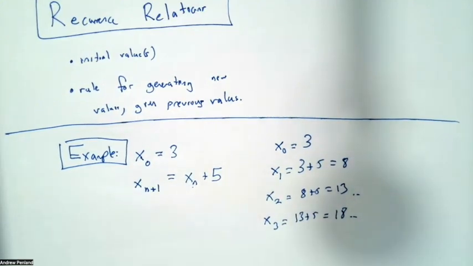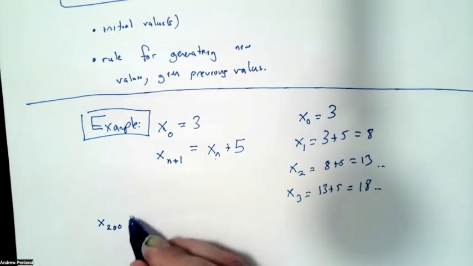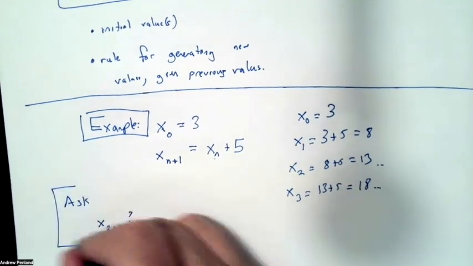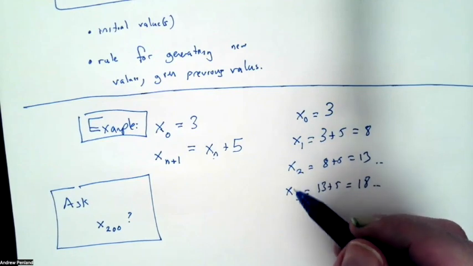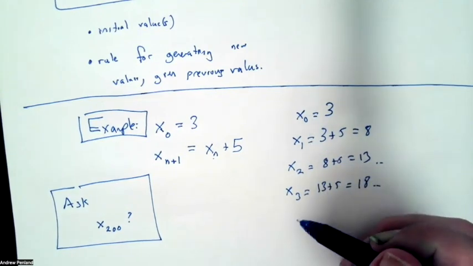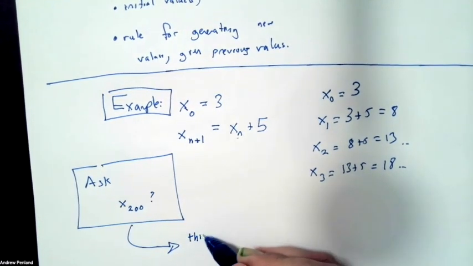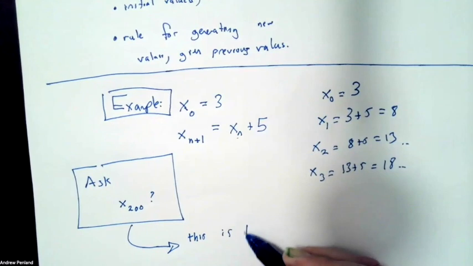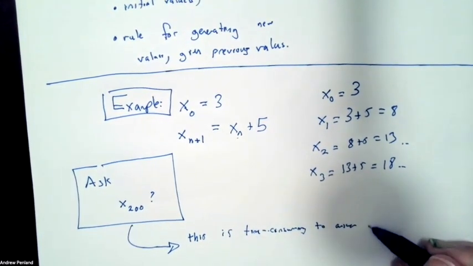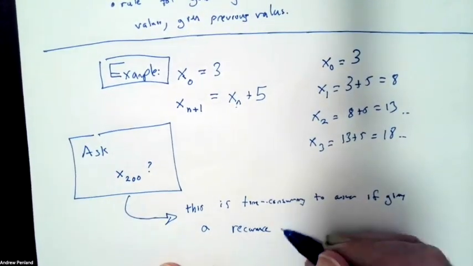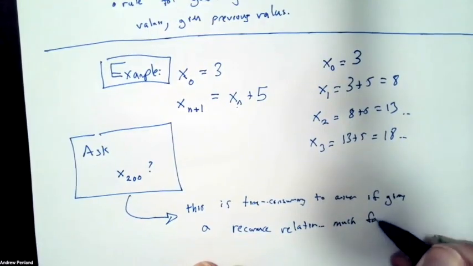However, I keep having to generate terms. And what I can't do just based off a recurrence relationship is ask, what is x sub 200? Well, if all I have is this recurrence relation, I'm going to have to generate all 200 values. I'm going to generate up to the 199th value and then add 5. So this takes time to answer if you're given a recurrence relation, but it's much faster if you have a formula.